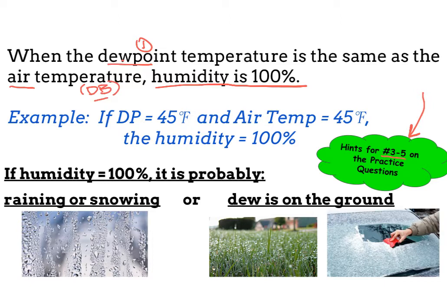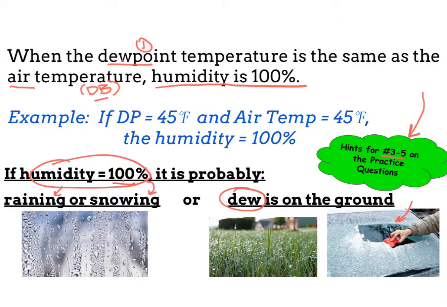Another thing that might help you for questions 3 through 5 is that if the humidity is 100%, it might be snowing or raining or hailing or freezing rain, some kind of precipitation, right? That is usually when the humidity is 100% or really close to 100%. And another thing that might help you is if the humidity is 100%, there's probably dew or frost on the ground or on cars and things like that, right?